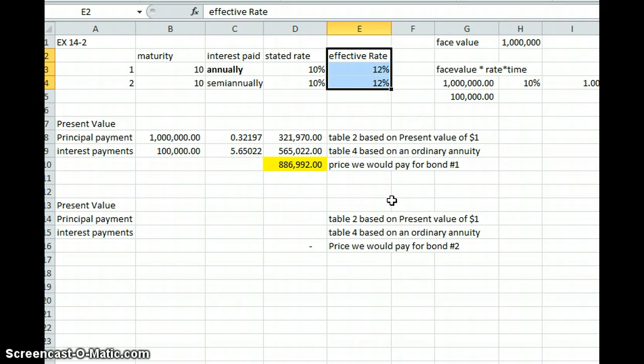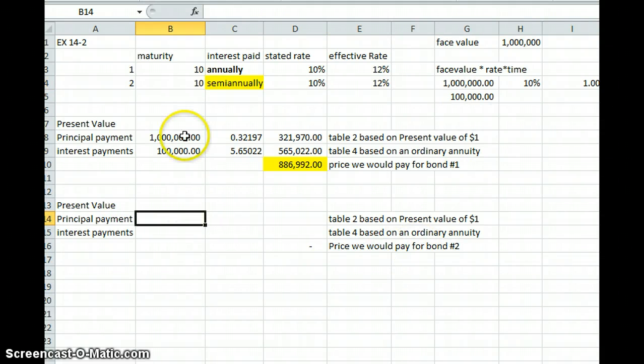All right, let's try number 2. Number 2 is a little bit different because it's semi-annually. We're paying that interest semi-annually. So instead of having 10 interest periods, we're going to have 20. And instead of looking at a 12% effective interest rate, we're going to have to do 6% because it's semi-annual. So we'll divide it by half. So let's calculate our principal payment first.